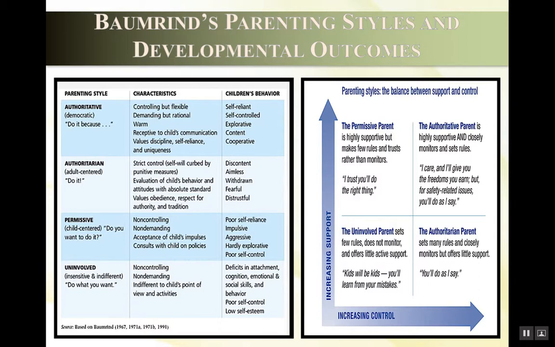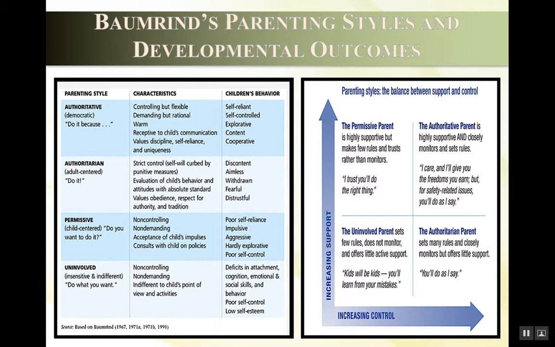Children's behaviors can be discontent, aimless, withdrawn, fearful, and distrustful. They don't necessarily get a chance to make choices, because an authoritarian parent doesn't allow them to explain. In the end, a child raised that way may rebel and do the opposite, because they've never been allowed to make mistakes or to do what they wanted.